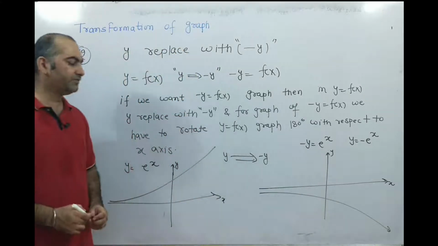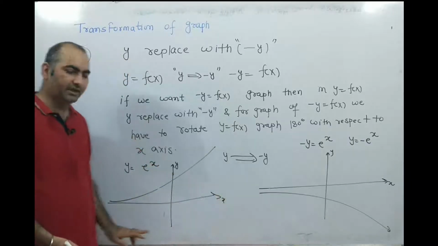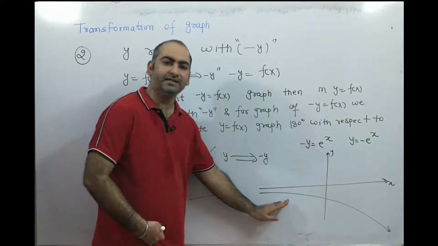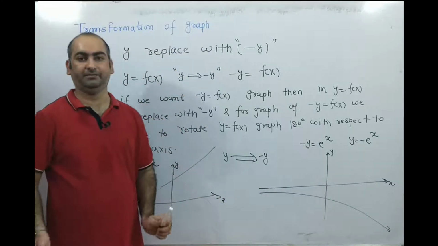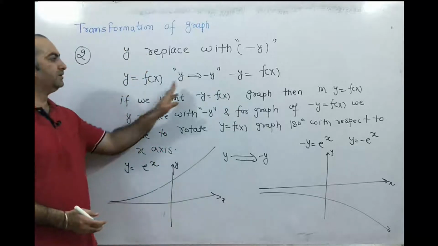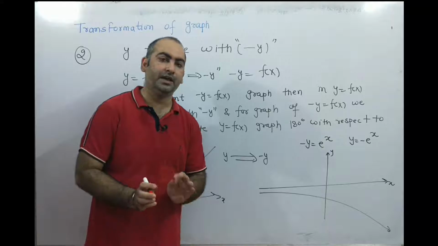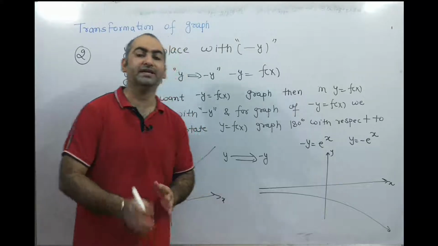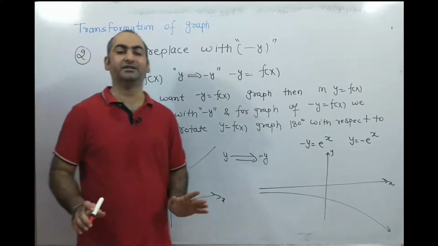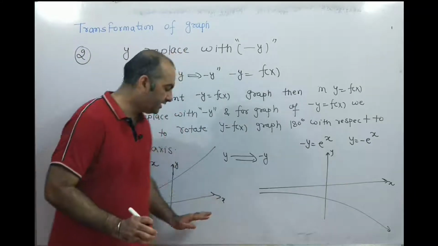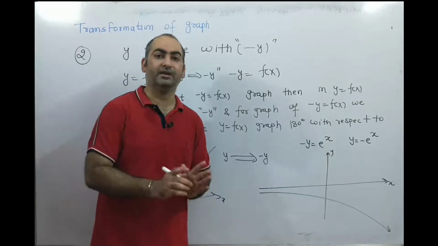And some students will think that if we take the mirror image of this function with respect to the x-axis, then also we'll get this graph. Yes, we'll get this graph if we take the mirror image also. But this will not work every time. Always you have to remember, y replaced with minus y, then we have to take only rotation with respect to the x-axis. In some graphs, it may be possible that the mirror image with respect to the x-axis works, but in every function it is not possible. So here it is possible. In the next graph we will discuss, if you take the mirror image, the same graph will not come.